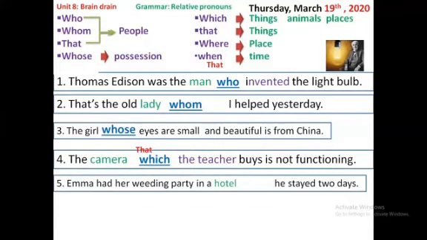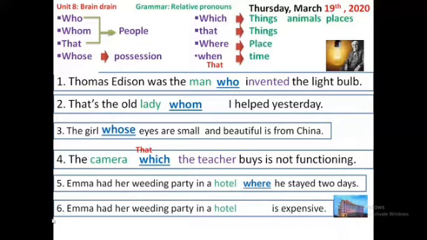5. Emma had her wedding party in a hotel. She stayed 2 days. So hotel, she stayed 2 days. What is it? Very good. It's a place. So we say where she stayed 2 days. Nice. The other example. Emma had her wedding party in a hotel is expensive. Then in this case, what do you think? Which relative pronoun we have to use? Which. Very good.